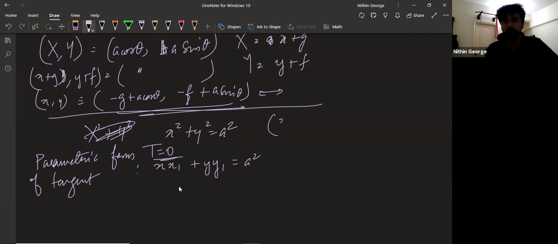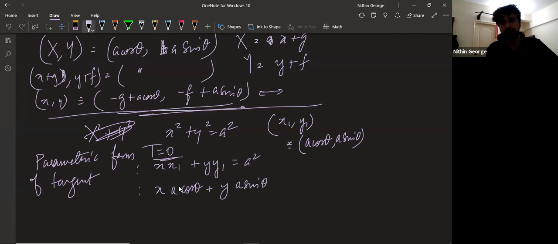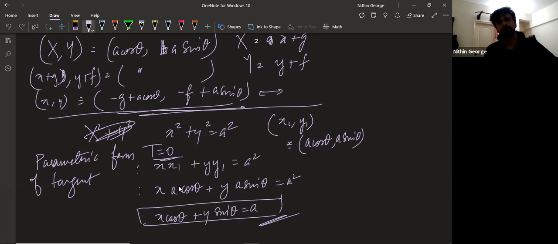But we know that x1 comma y1, which is any point on the circle, can be represented as a cos theta, a sin theta. So put that in here. This becomes x into a cos theta plus y into a sin theta equal to a square. So the parametric form comes out to x cos theta plus y sin theta equal to a. All right, so parametric form of tangent, this is also very useful. All these are pretty useful, so please remember all of them. Parametric form of tangent comes out like this.